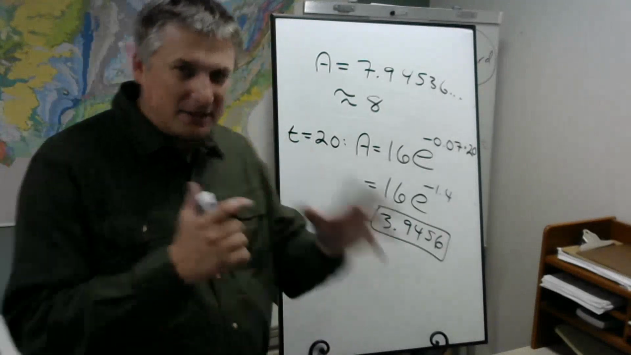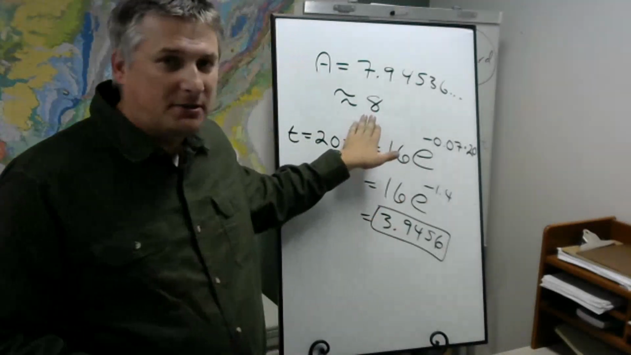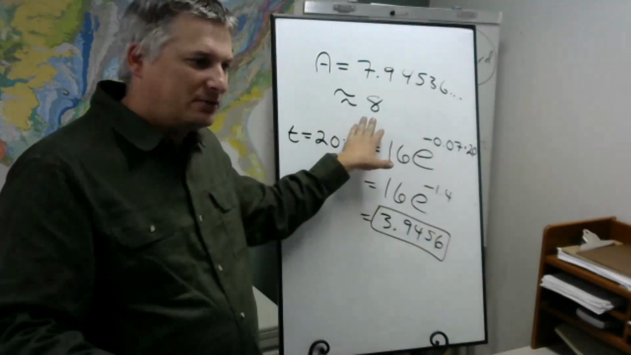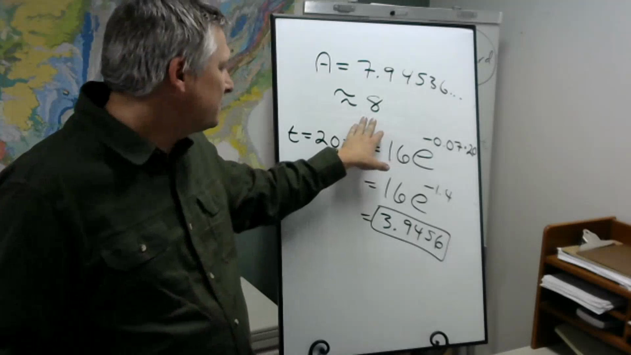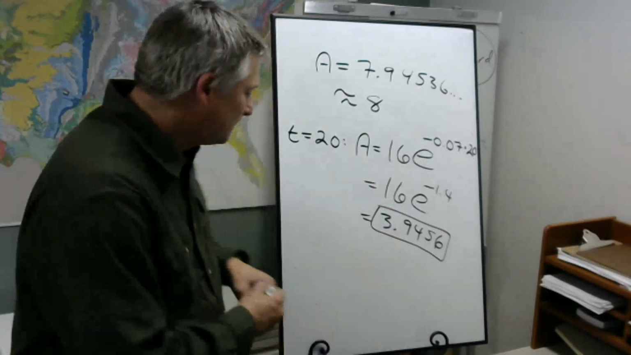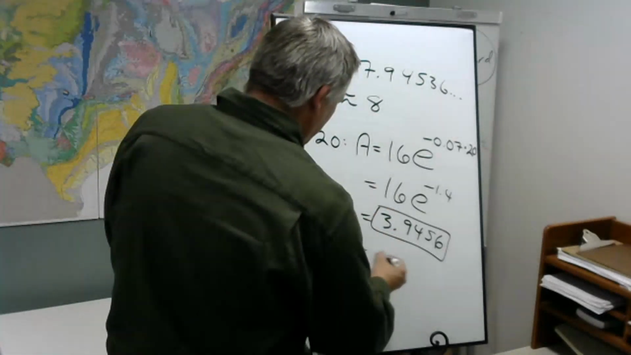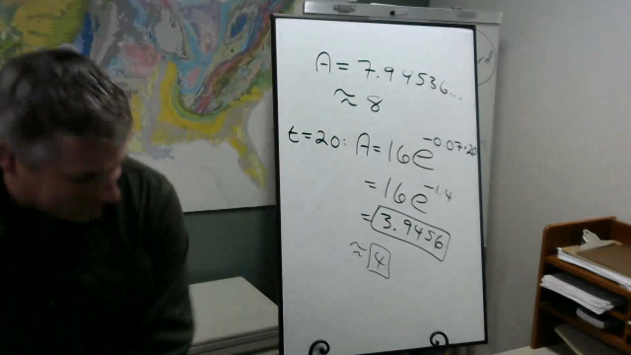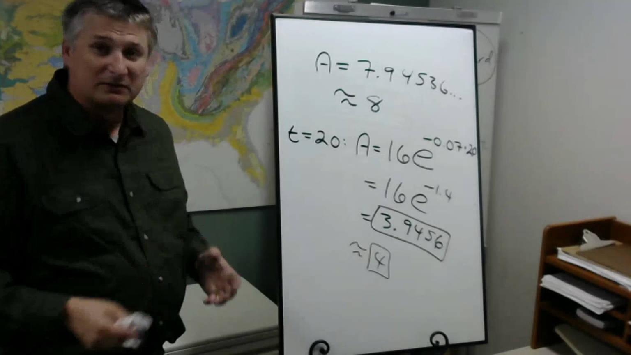which is kind of what we expect because the half-life is 10 seconds. So at 10 seconds, we have roughly 8. So 20 seconds, we go from 10 seconds to 20 seconds. Well, that's again that half-life, so we should have roughly 4. And sure enough, that's what we got. All right.